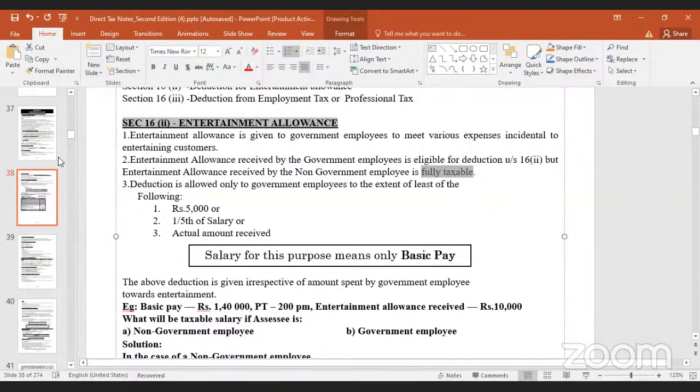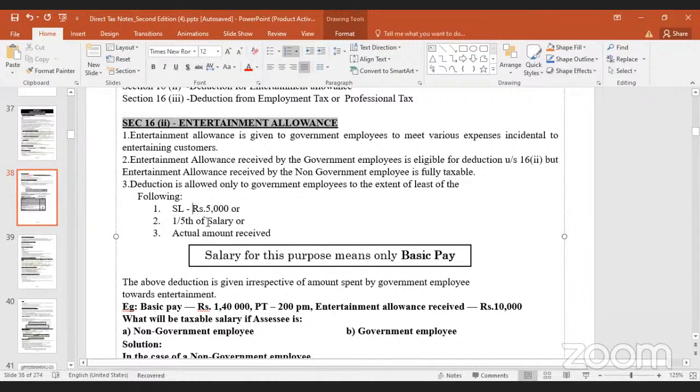Next, a deduction is allowed only to a government employee to the extent of the least of the following. What is the least of the following figures? It's the statutory limit of rupees 5,000, or 1/5 of the salary, or the actual amount received. Whichever is lower can be claimed as a deduction.